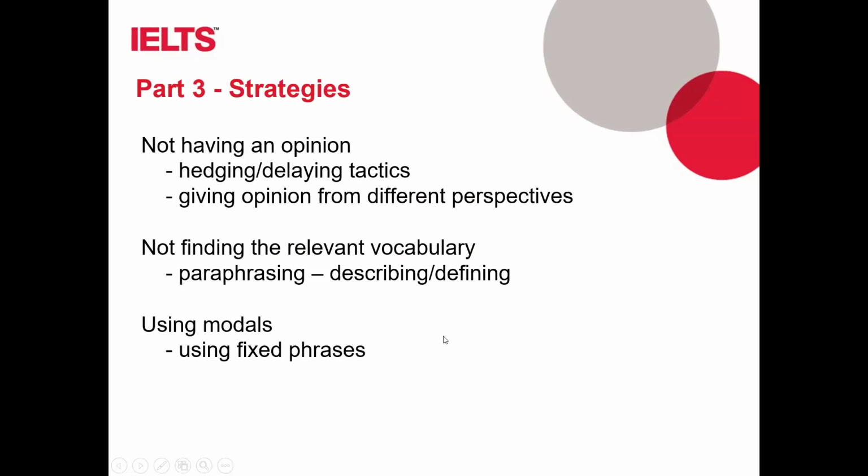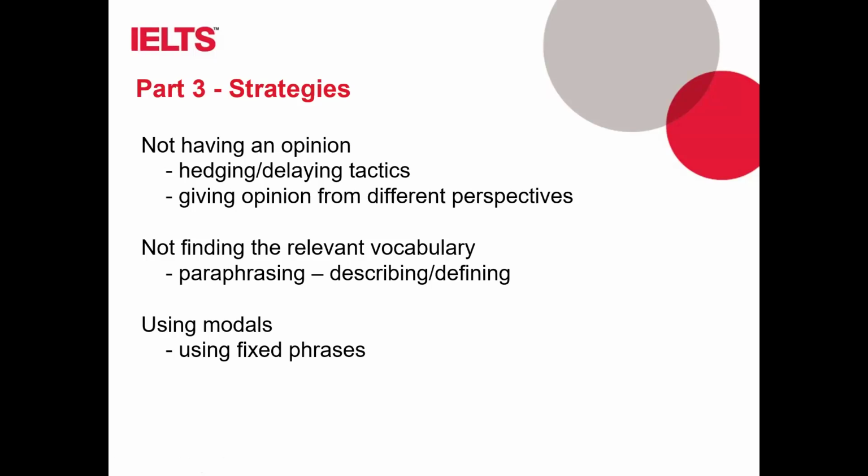These are the three strategies. We will use delaying tactics if we don't have any opinion, and if we can't find any relevant vocabulary, we can paraphrase the specific word that's not coming to our mind or onto our tongue. So we can just paraphrase it or just define it, that I want to say.